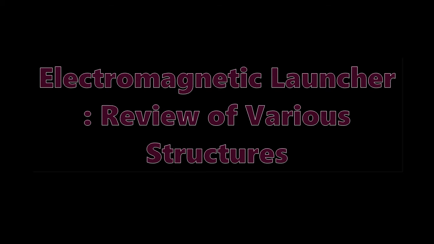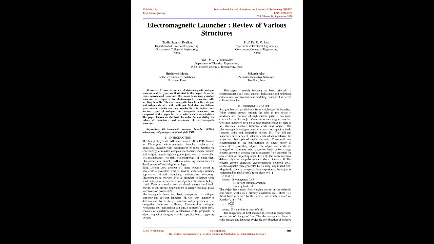Electromagnetic launcher, review of various structures. A theoretic review of electromagnetic coil-gun launchers and their types is illustrated in this paper. In recent years, conventional launchers like steam launchers and chemical launchers are replaced by electromagnetic launchers with auxiliary benefits.